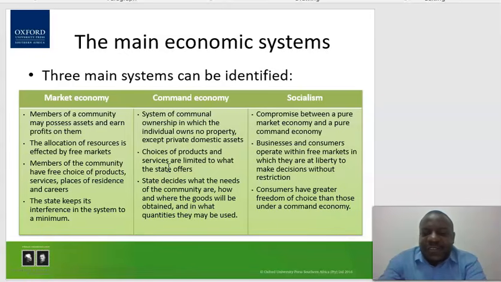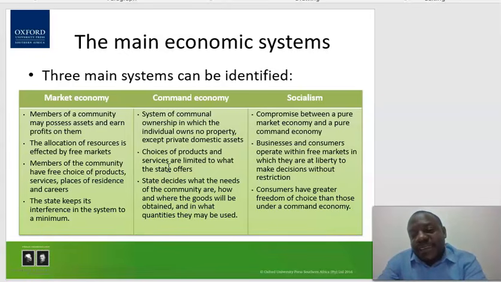Choice of products and services is limited to what the state offers. It's unlike in the market economy, where people have the freedom of choice because there are many players, many organizations supplying the same product. In the command economy, it depends on what the state offers. In terms of owning assets, there is a system of communal ownership, in which individuals own no property except private domestic assets.